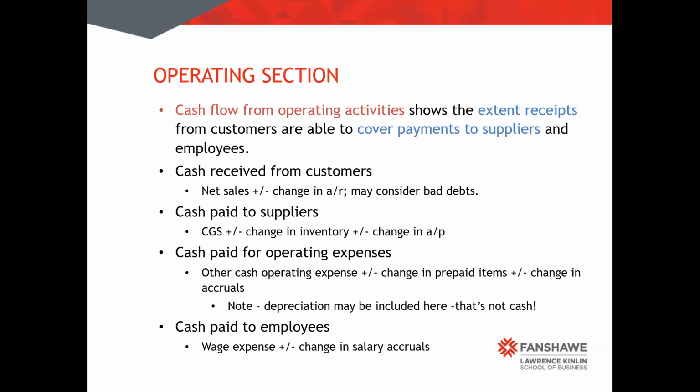For cash paid to suppliers, we'll look at your COGS, or cost of goods sold, plus or minus any change in inventory, plus or minus any change in AP for those suppliers. For other operating expenses, we'll look at other cash operating expenses, plus or minus any change in prepaids, plus or minus any change in accruals. And then cash paid to employees will be your wage expense, plus or minus any change in salary or compensation related accruals. So you can always tie them back to your other statements.